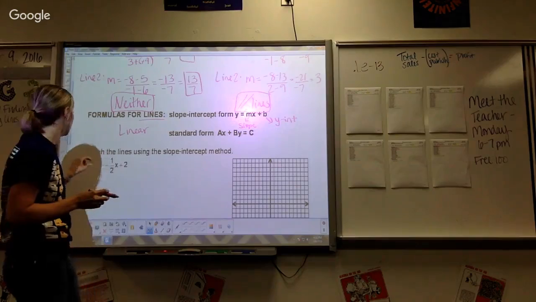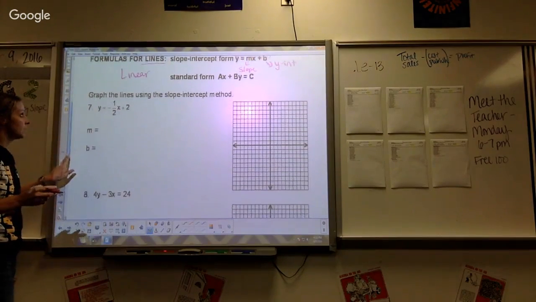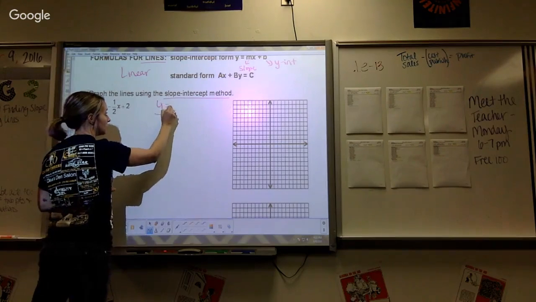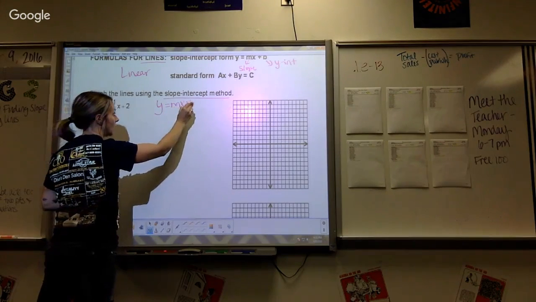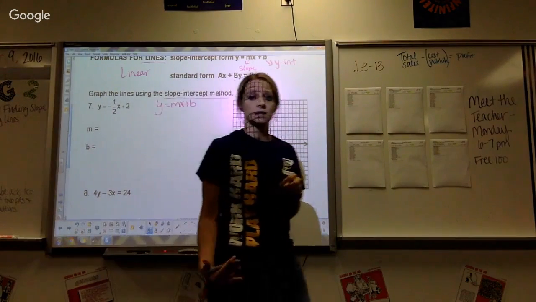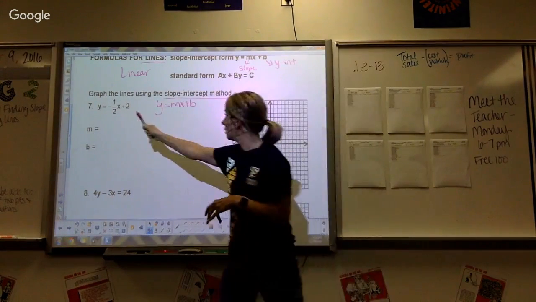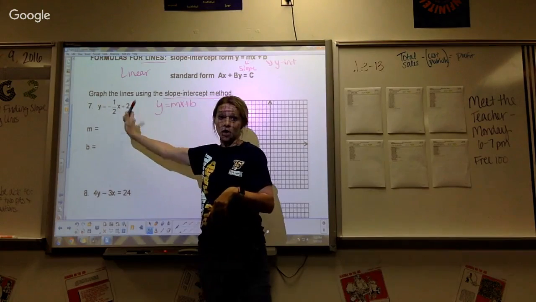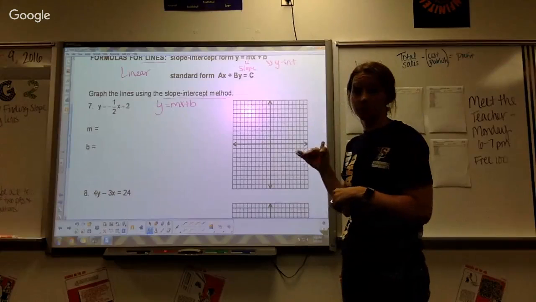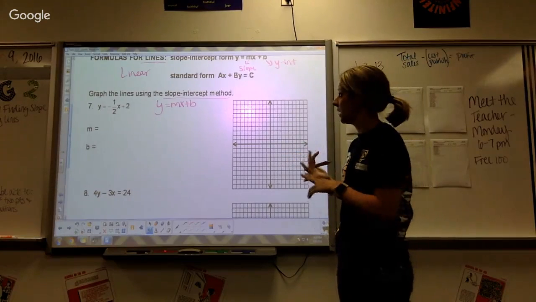Okay. All right, so it says graph the lines using slope-intercept method. Remember slope-intercept form, y equals mx plus b. So first you need to check to see if the equation's in that form. So notice we have y by itself, we have our x and our constant on the other side. So that's slope-intercept form. So we don't need to do anything to it. All we need to do is find the m and the b.